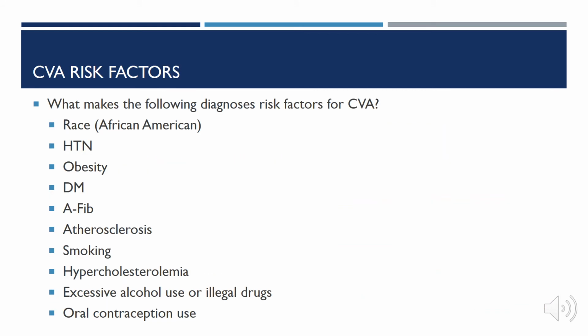Some risk factors that are associated with CVAs are their race. African Americans are at a higher risk for this. Hypertension, obesity, diabetes, AFib, atherosclerosis, smoking, high cholesterol, alcohol use with illegal drugs, and oral contraception.